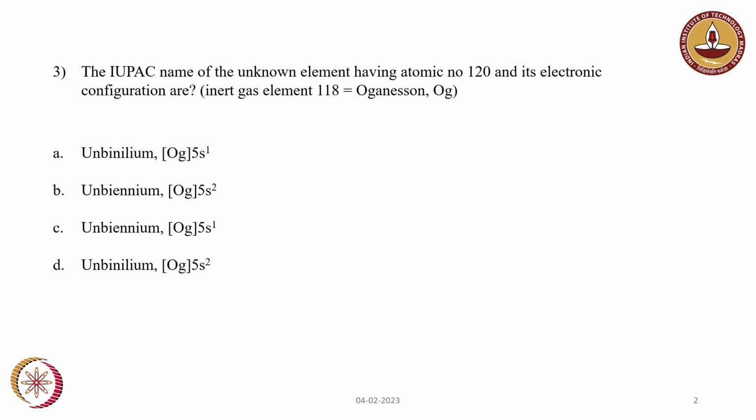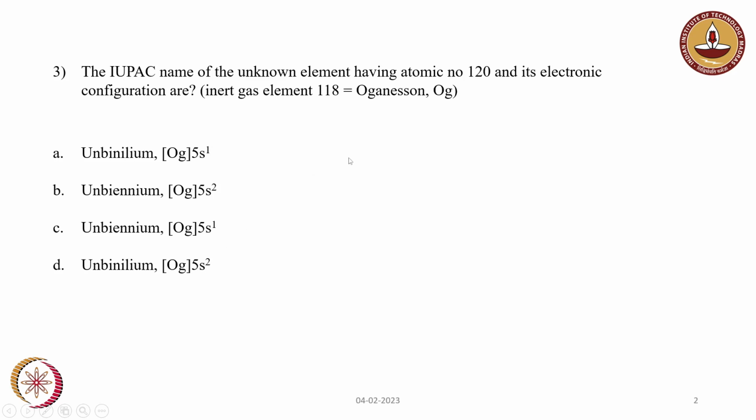The next question is: the IUPAC name of the unknown element having atomic number 120 and its electronic configuration are. It's given that inert gas element 118 is Oganesson, represented as Og. So the options are A: unbinilium Og 5s1, B: unbinium Og 5s2, C: unbinium Og 5s1, and D: unbinilium Og 5s2.